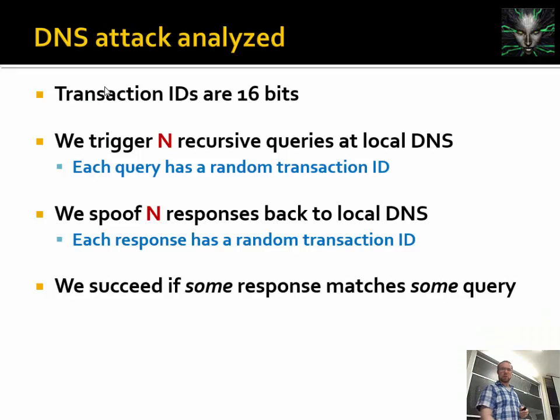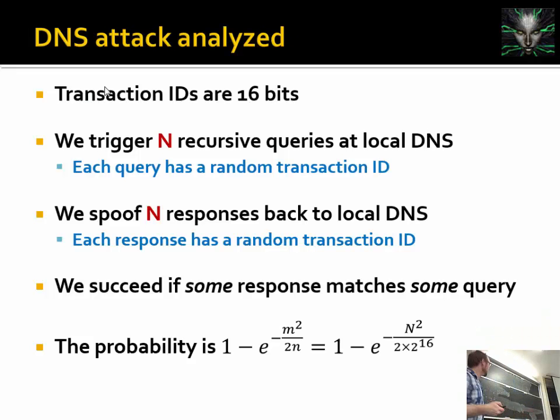Very, very cool. Let's have a look at this in the slide here. Probability is this thing over here. So we shove in n here, the number of packets, sorry, but the terminology changed there. And then 2 to the 16 is the number of possible IDs that exist here. So if you calculate exactly, 50% probability of success.